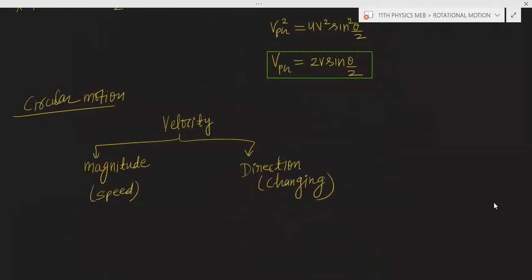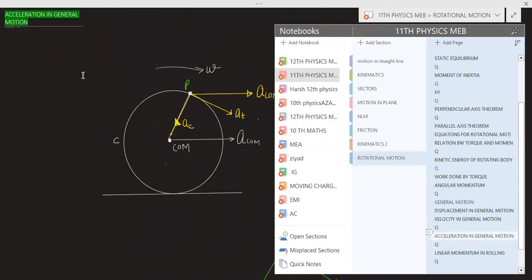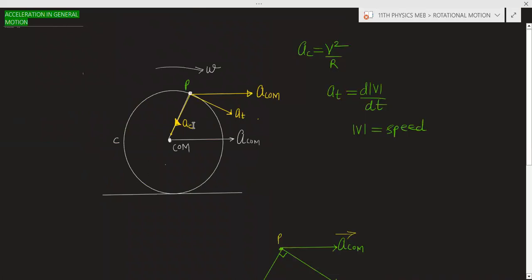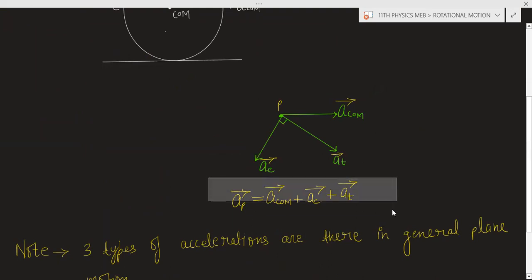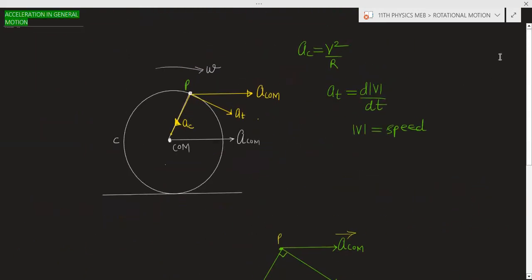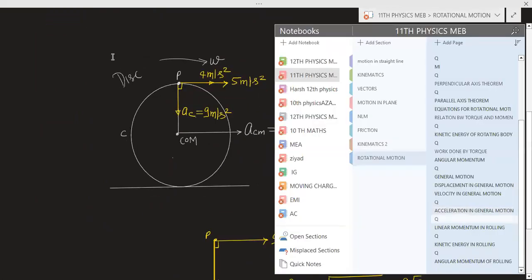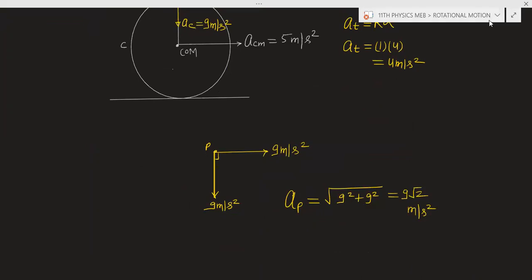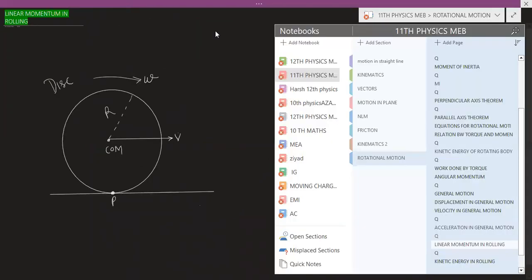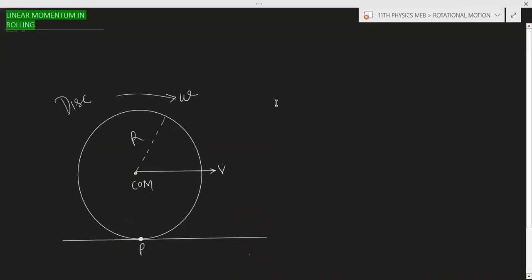After that, I discussed the acceleration in general motion. I told you there will be three accelerations, and you have to add these accelerations vectorially. After the acceleration, we have done some questions on the acceleration. And today we'll discuss the linear momentum in rolling motion.